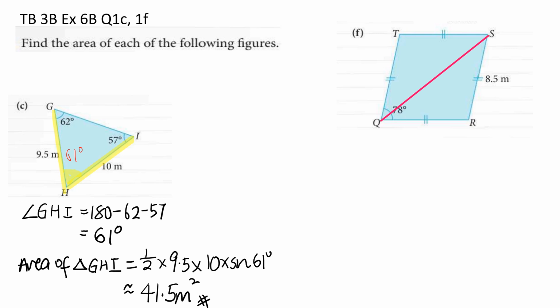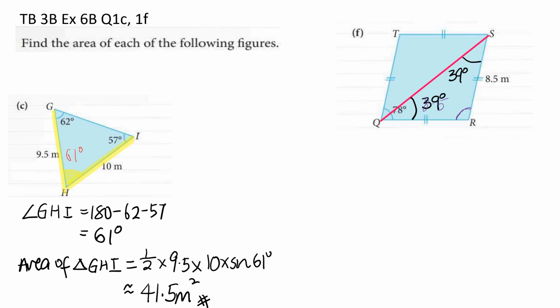So we're given the two sides here. What is needed is to find this included angle. But to find the included angle, I would have to find angle SQR first, which is 78 degrees divided by 2, gives you 39. And then what we have ended up here is an isosceles triangle.